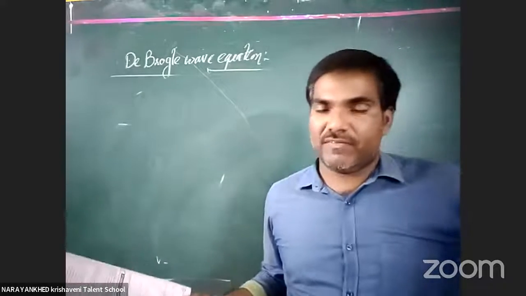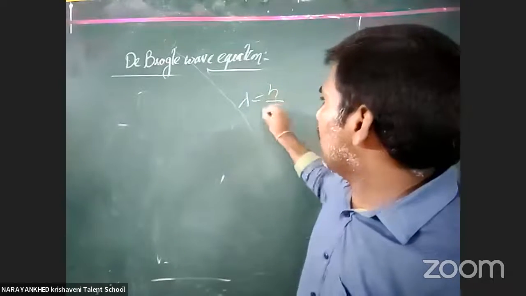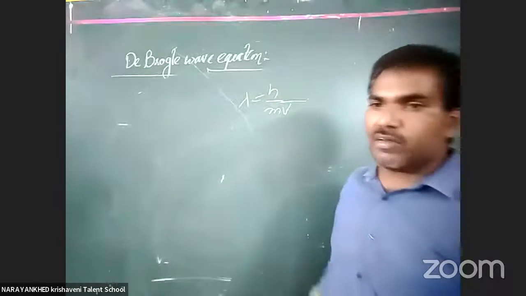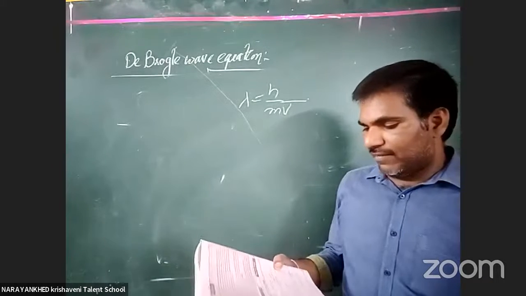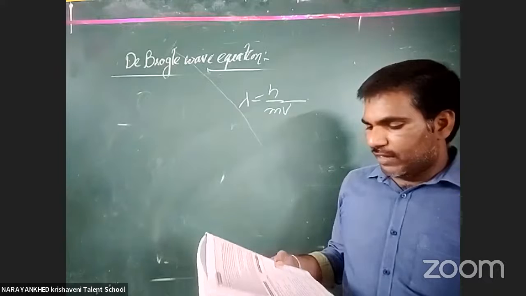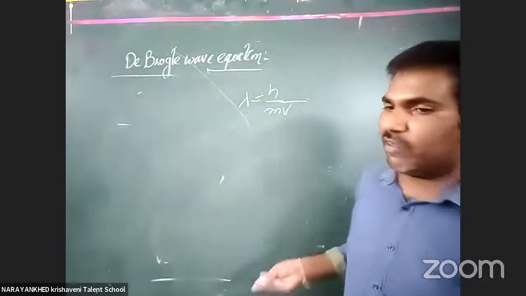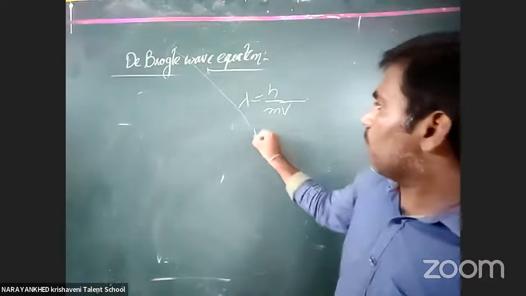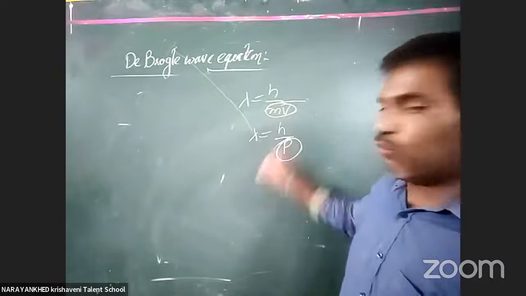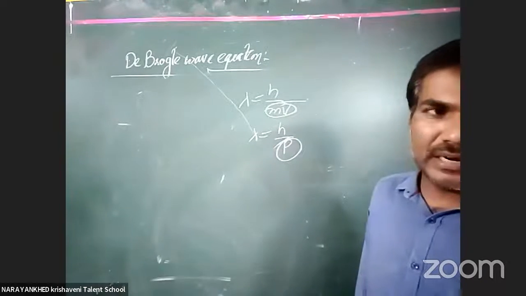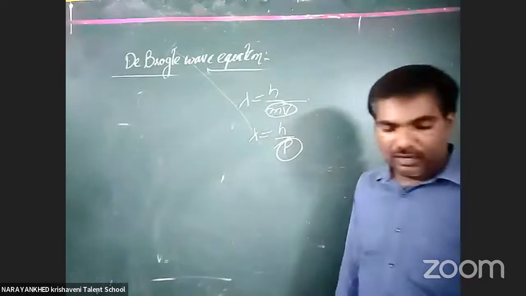The De Broglie wave equation, what does it contain actually? Lambda is equal to h by mv. This is our De Broglie wave equation. Yes, it relates the momentum of the mass and its wavelength. The first one is the answer. Why? Because lambda is equal to h by mv. What does mv represent? Momentum of the particle. Okay, it is related to the momentum. Got it or not? This is the thing.